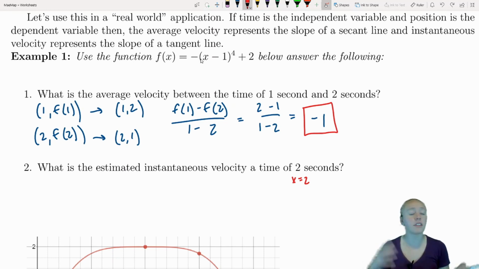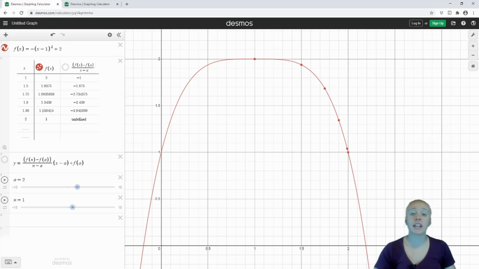So let's go ahead. I already have this graphed and a table formed out. So let's go to that now and calculate that instantaneous velocity. I kept this format the same as the other table, and I'll go ahead and share this link in the video description as well so you can play around with it.